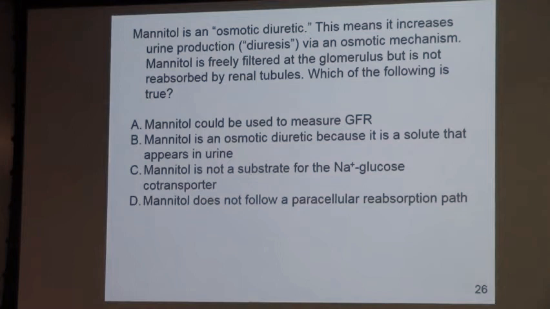Mannitol is an osmotic diuretic. This means it increases urine flow, diuresis, via an osmotic mechanism. Here's a little bit more information. Mannitol is freely filtered at the glomerulus, but it is not reabsorbed by any segment of the renal tubules. Which of the following is a true statement?